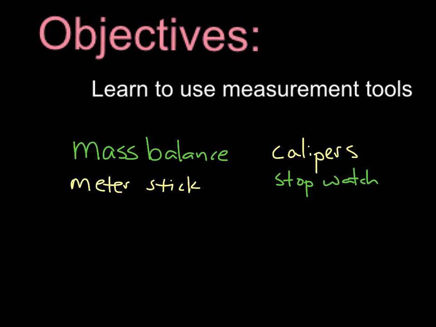If you haven't already done so, I would go ahead and watch the tutorial for the balance and the calipers. They're posted on YouTube. And the second thing we're going to do is talk about analyzing errors. As we've talked about, every measurement you make is going to have an uncertainty. So that's what we're going to be doing in this lab.